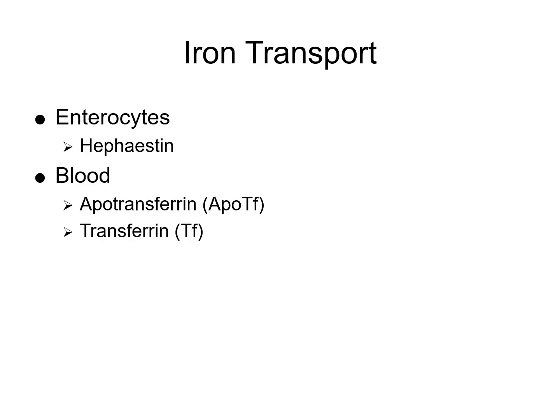So iron saturation: under normal conditions, transferrin is about 30 to 40% saturated, which allows it to carry additional iron when necessary. So we'll just do a quick summary of the iron transport flow. We have dietary iron, which is absorbed by the enterocytes. It is exported via the ferroportin into the bloodstream.